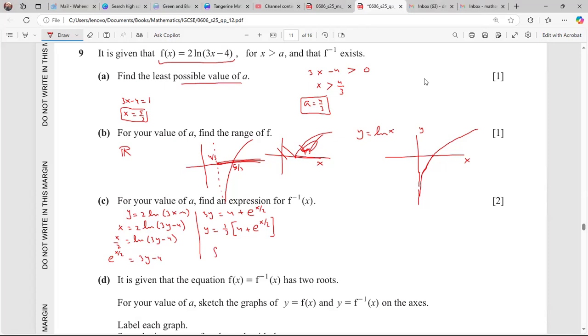From here you can see 3y is equal to 4 plus e to the power x by 2, and y equals 1 by 3 into 4 plus e to the power x by 2. So this is my inverse function. You can call it f inverse of x, which is 1 by 3 times 4 plus e to the power x by 2.